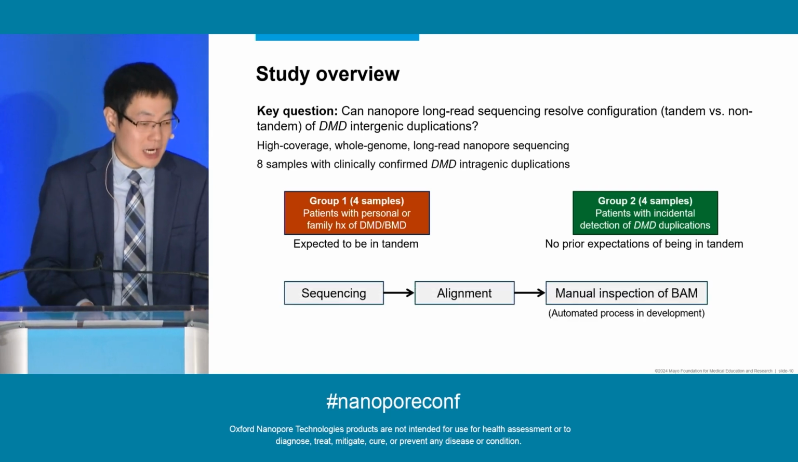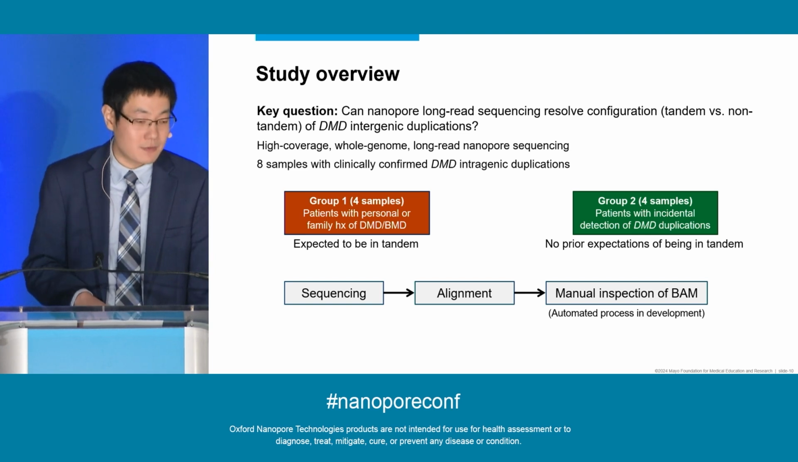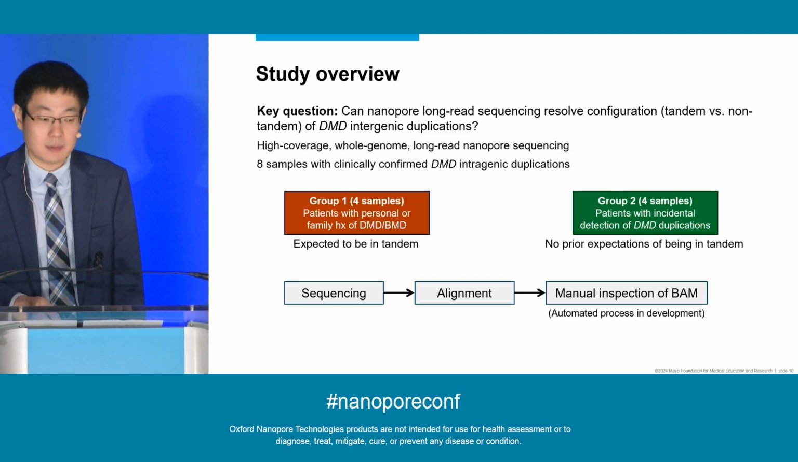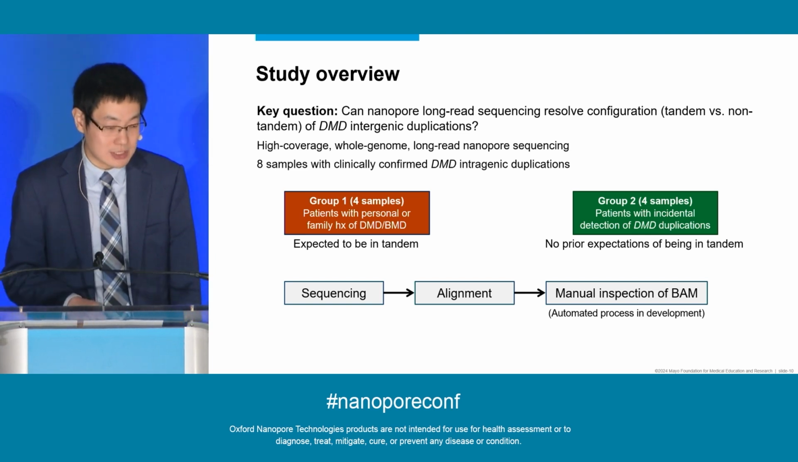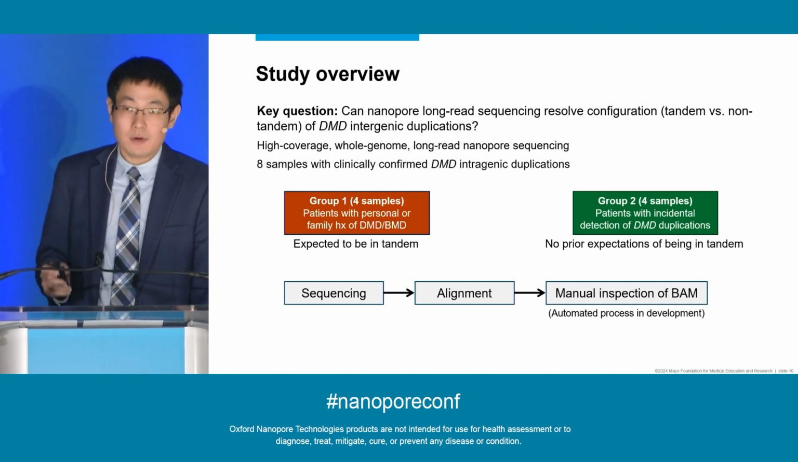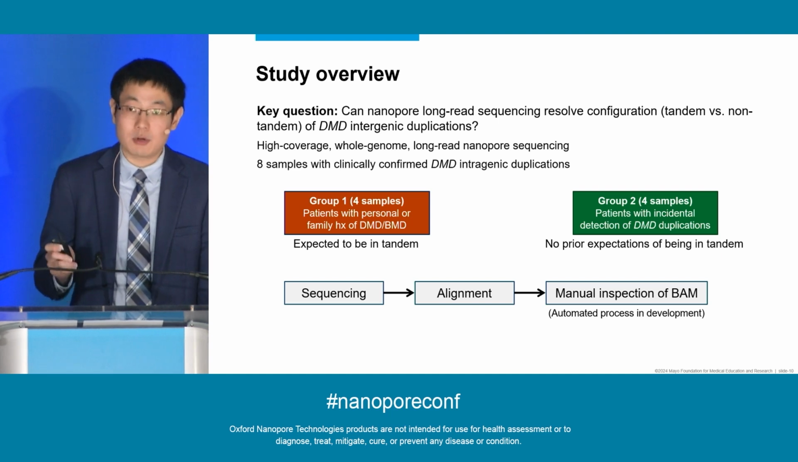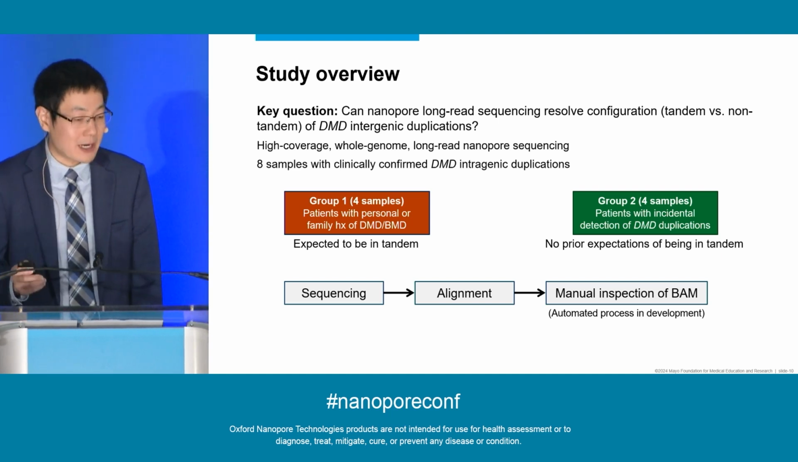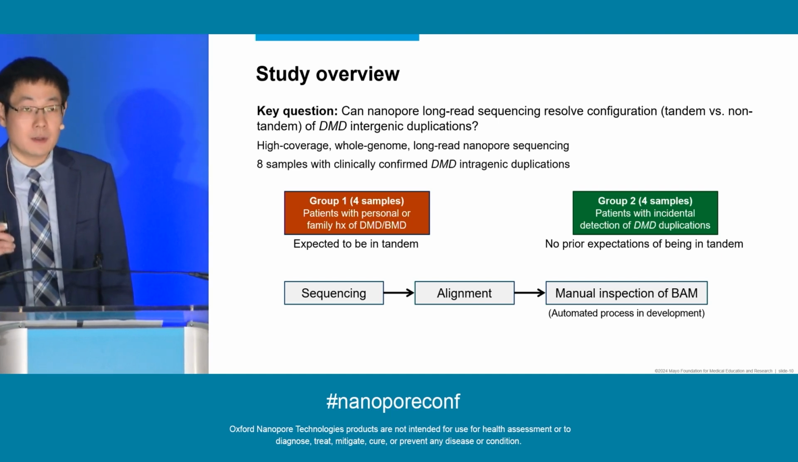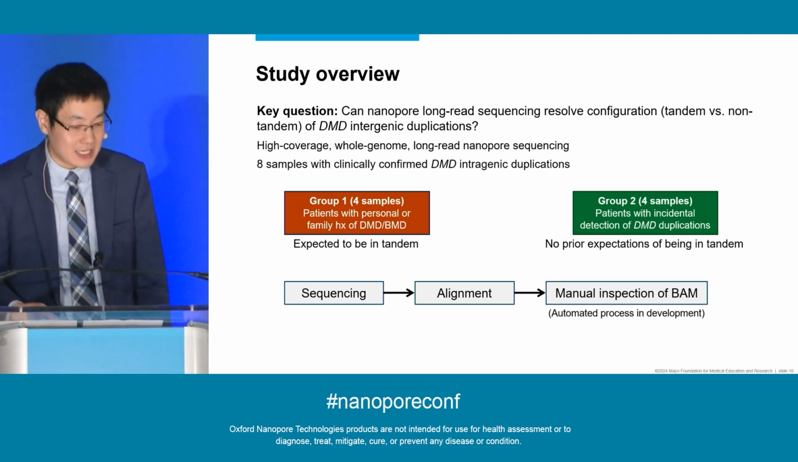In this pilot project, we performed high-coverage whole-genome long-read nanopore sequencing for 8 samples with clinically confirmed DMD intragenic duplications. We divided the samples into 2 groups. In the 4 samples from group 1, these patients have either personal or family history of Duchenne or Becker muscular dystrophy, and therefore their duplications are expected to be in tandem and therefore pathogenic.